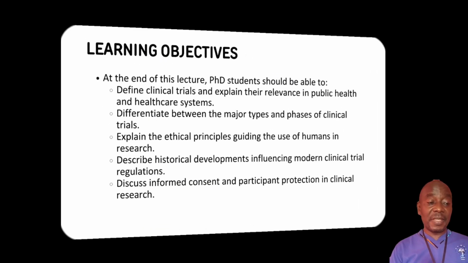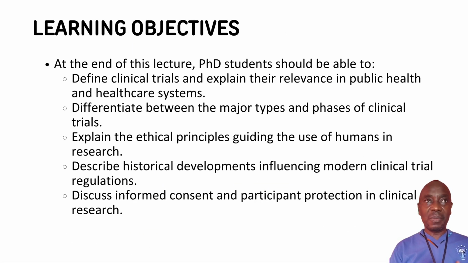What are the learning objectives? We want to define clinical trials. We want to explain the relevance of clinical trials in public health. We want to also differentiate between the major types of clinical trials that we have: Phase 1, 2, 3, and 4. We want to explain the ethical principles that guide the use of humans in research, and describe the historical development influencing modern clinical trials and the regulations that follow it. We want to also discuss the applicability of informed consent and participant protection in clinical trials.